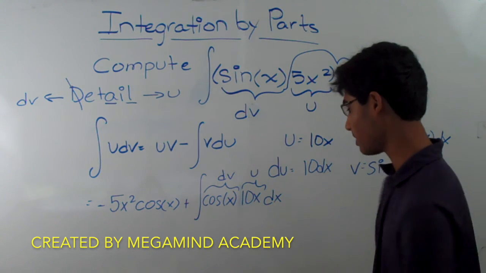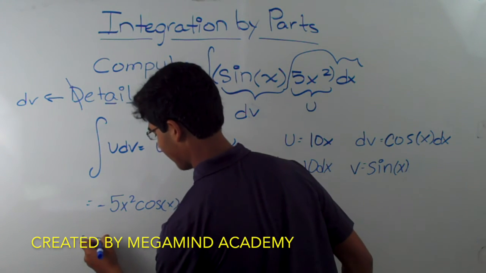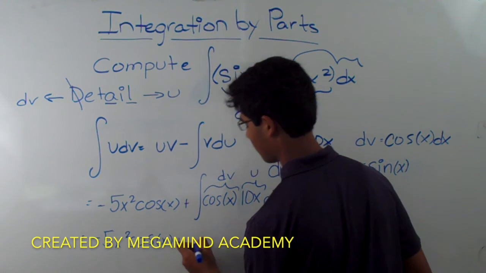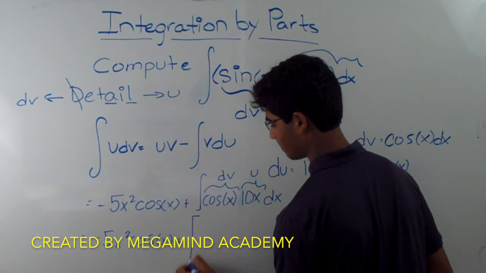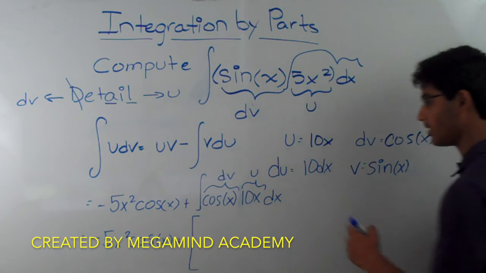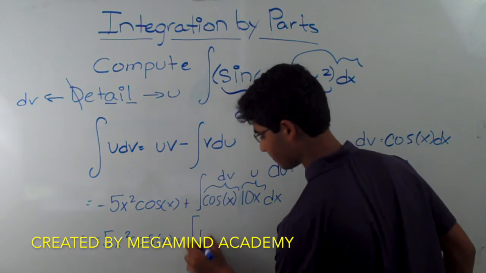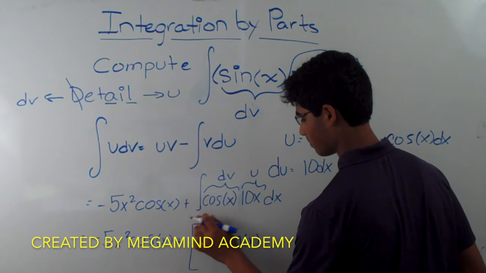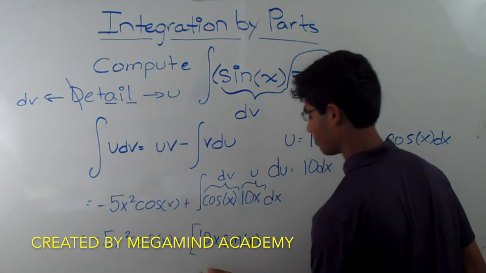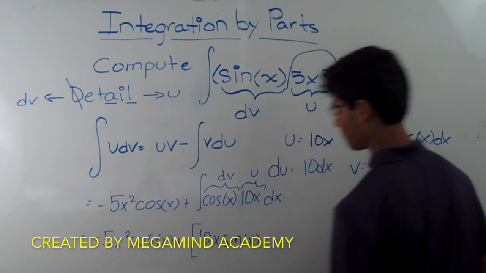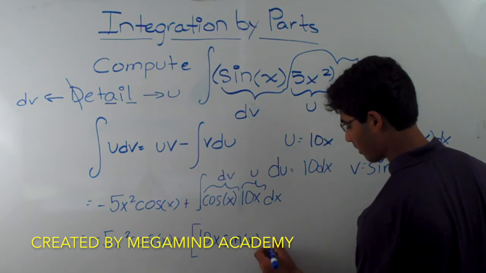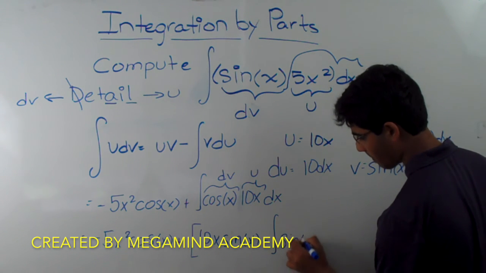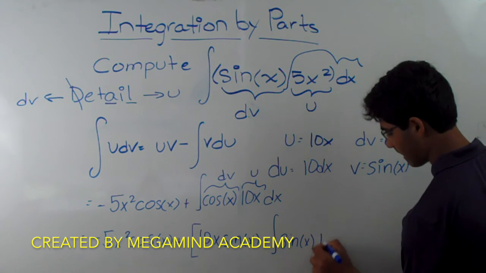So now this would be equal to, let's do it down here, negative 5x squared cosine of x plus, let's make a bracket, now we have u times v, so 10x sine of x, minus the integral of v du, so sine of x times du, 10 dx.